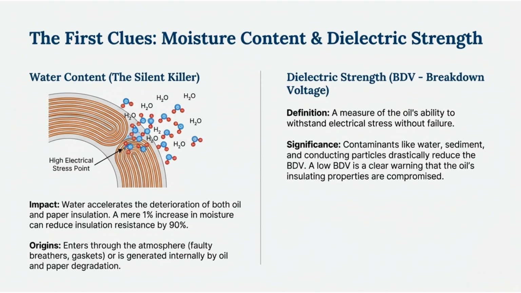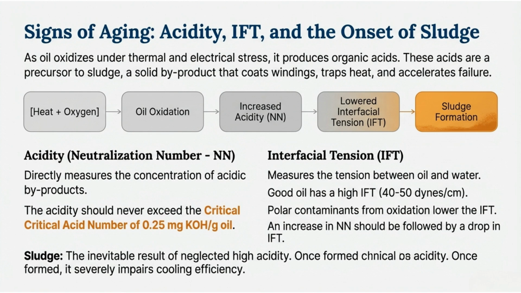Dielectric strength, or BDV, measures the oil's ability to withstand electrical stress. A low BDV indicates compromised insulating properties. As oil ages, it produces organic acids, which is measured by acidity, or neutralization number. This process leads to sludge formation, which severely impairs cooling efficiency. Interfacial tension, IFT, also indicates oil quality.